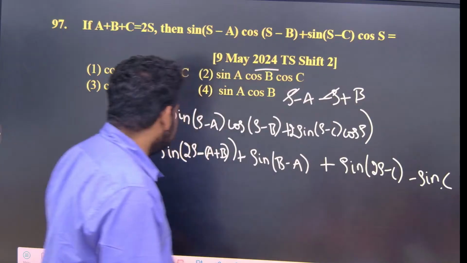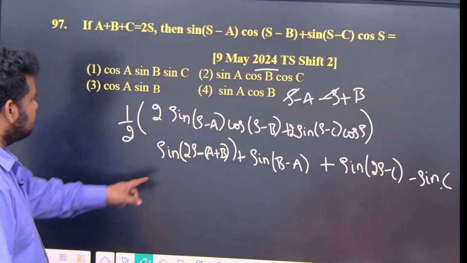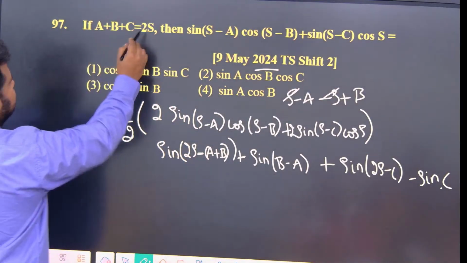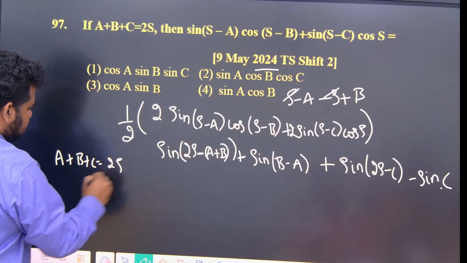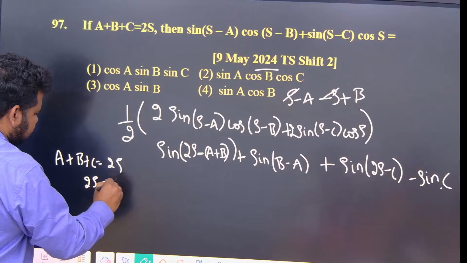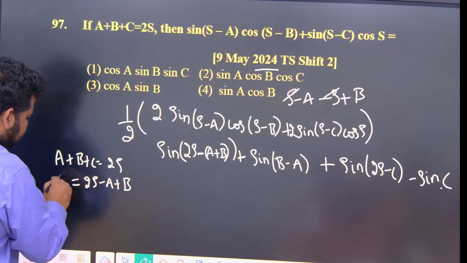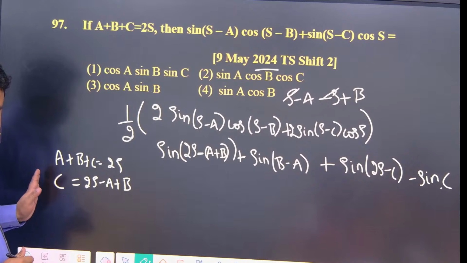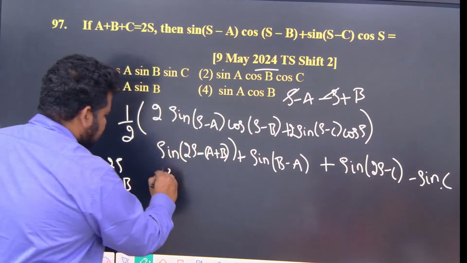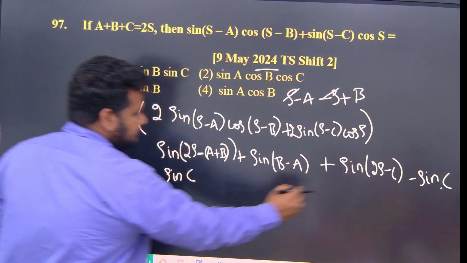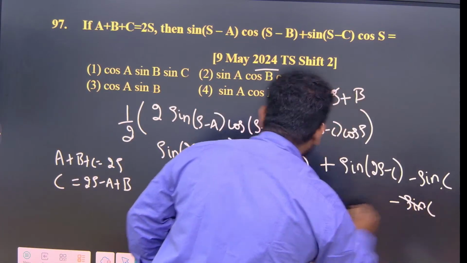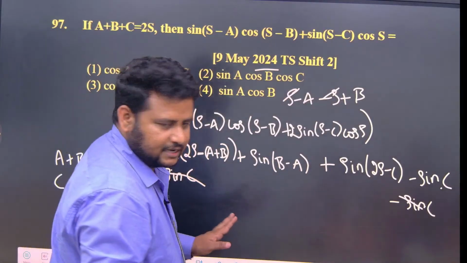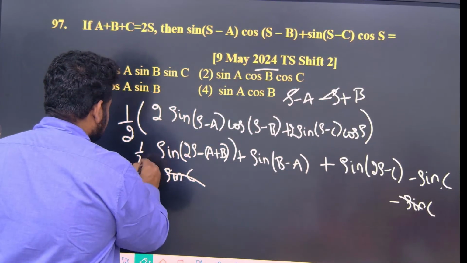Now observe here, 2s minus a plus b is what? 2s minus a plus b plus c is equal to 2s. 2s minus a plus b means we are having only C. Please focus. We are having only C. That means we will have only sin C here. Here we are having minus sin C. What I can do? I can cancel. Here I am having 1 by 2, 1 by 2.